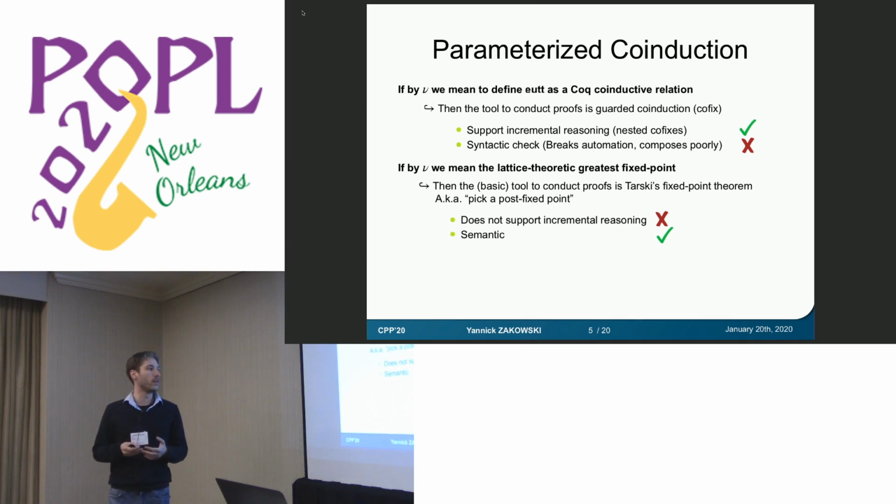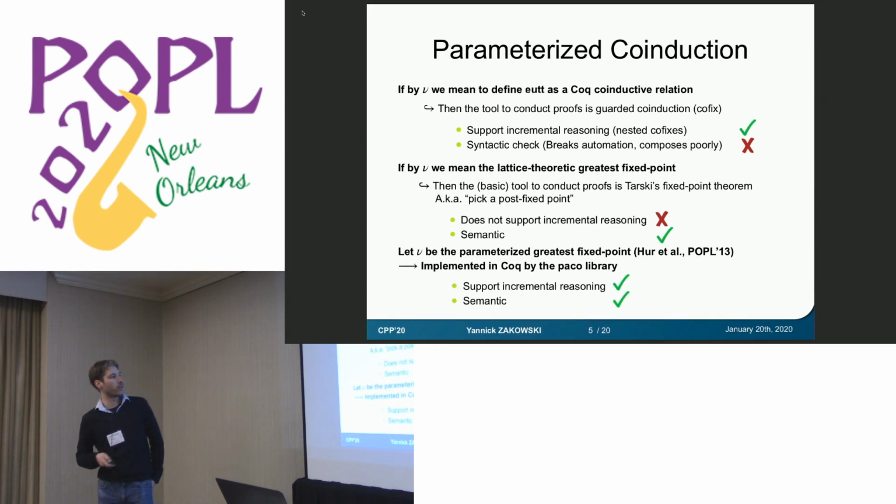It's not incremental, but it's a semantic guard that actually qualifies whether it's valid or not. And that was basically the landscape in 2013 when Gil Hur and his co-authors introduced the notion of parameterized coinduction, which essentially solved this situation in the context of Coq, because it allows us to have a library, called Paco, that both has this notion of incremental reasoning that allows you to construct the proof interactively, but also semantic guards that recover nice properties about these proofs.